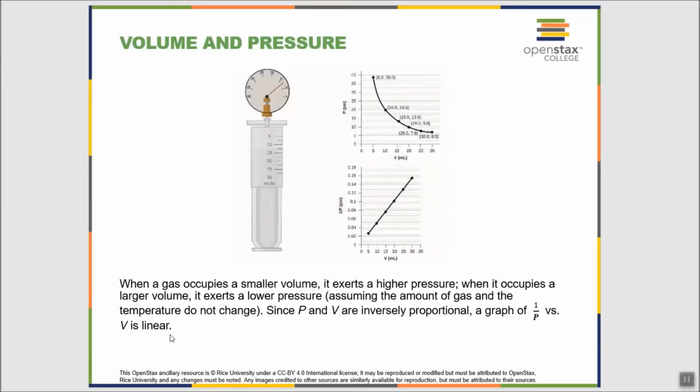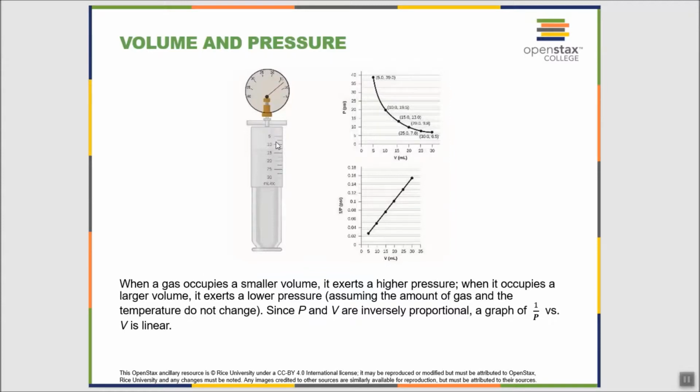So here we're going to look at volume and pressure. When we're looking at the volume and the pressure, we have to keep some things constant. And what we're keeping constant here is the amount of gas, or the moles, and the temperature.